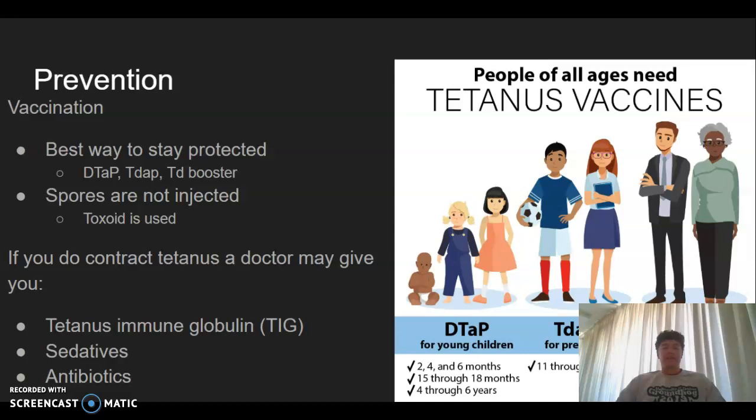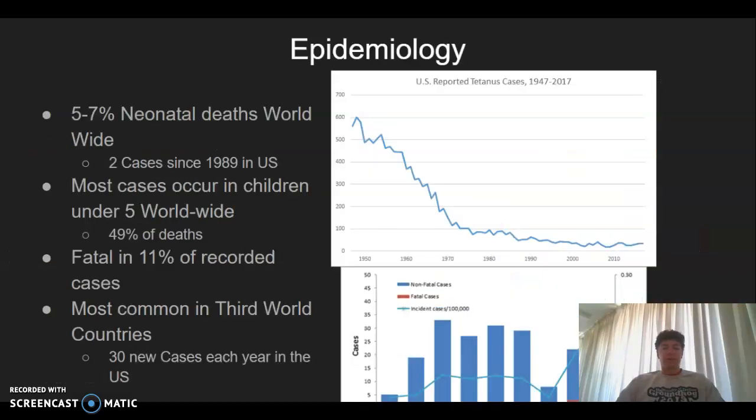which helps neutralize that toxin, but it is only effective before the toxin reaches that neural tissue. So once the toxin reaches that neural tissue, TIG is not effective in neutralizing the toxin. So the toxin has to be in the bloodstream or in that tissue before traveling to the CNS for TIG to be effective. Sedatives are given to deal with the muscle spasms to help control those, and then antibiotics are also given as well.